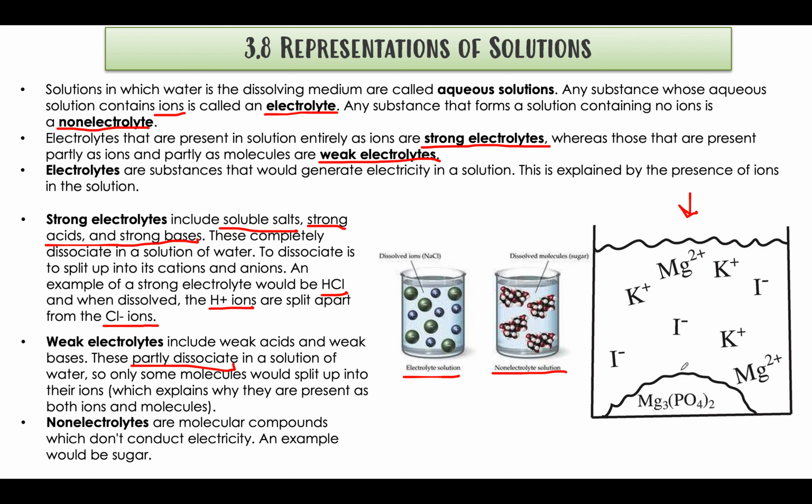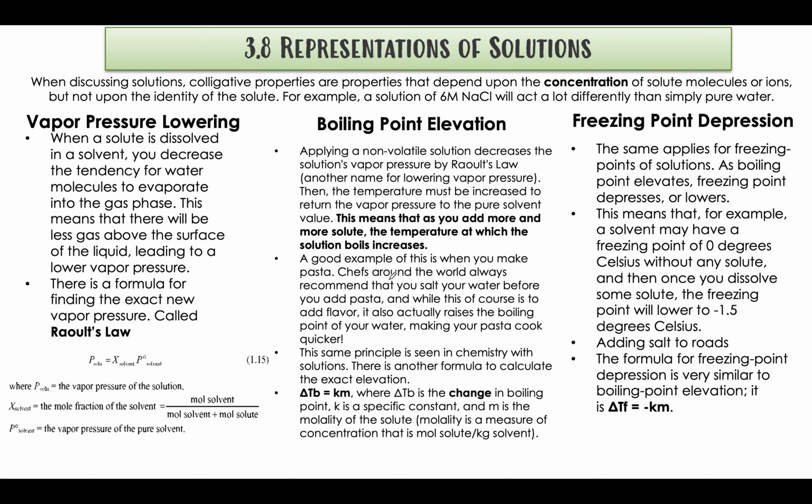Now, this would be an example of a weak electrolyte. So we have magnesium ions, potassium ions, iodide ions floating around, and we have magnesium phosphate that is not dissolved. So we have some magnesium dissolved, but some not dissolved, and therefore it's a weak electrolyte.